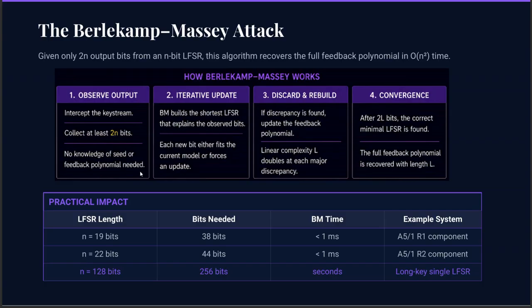Step 2, the algorithm builds a temporary LFSR model. When a new bit arrives, the algorithm checks whether the current model correctly predicts the sequence. If the prediction fails, the feedback polynomial is updated. The model becomes more accurate. After enough bits are observed, the algorithm converges to the correct minimal LFSR. Finally, the feedback polynomial becomes known, the register length becomes known, and the future bits become predictable. The dangerous part is that the attack is computationally efficient. Even a large single LFSR can be reconstructed quickly, and this is why standalone LFSRs are insecure.